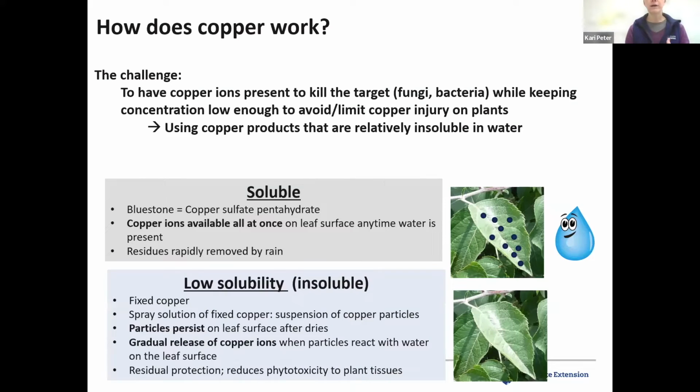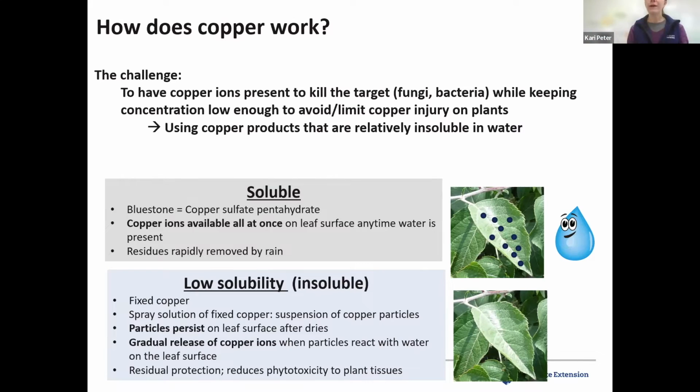Now, this is in contrast to low soluble coppers or insoluble coppers. These are our fixed coppers. So what does it mean by a fixed copper? What a fixed copper is, is actually a copper particle that has the copper ions attached to it. And then as you have rain or wetness after it's applied, those ions are gradually released. So that's how it's different than a soluble copper, where all the ions are available all at once. With insoluble coppers, the ions are gradually released from those copper particles.